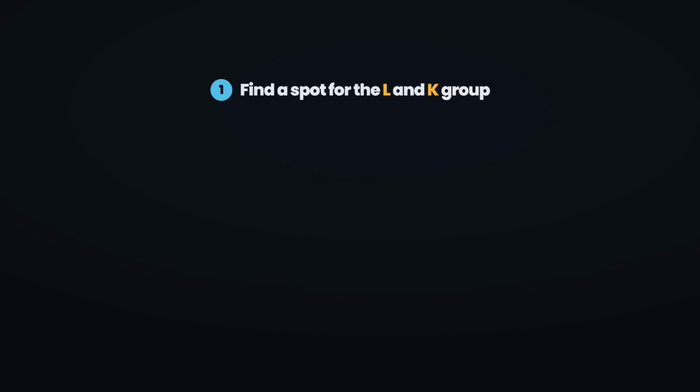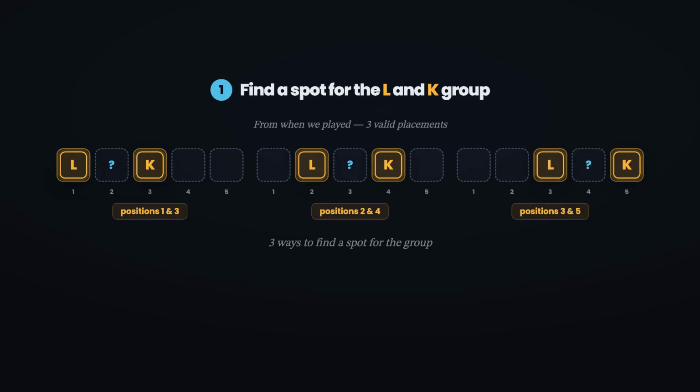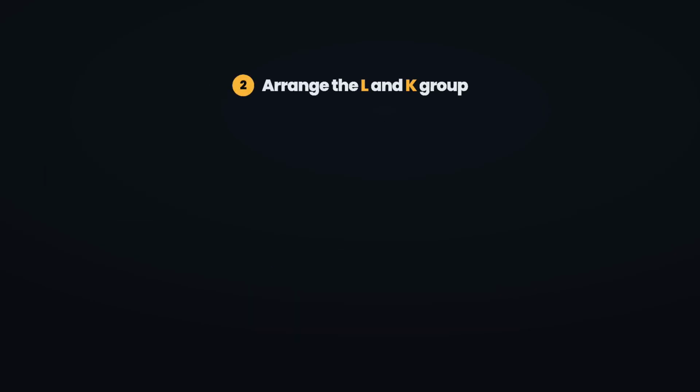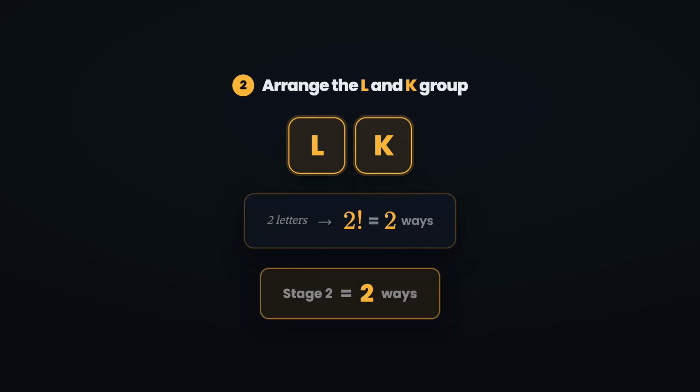Let's look at stage 1. As we found when playing, the L and K group can go in the 1st and 3rd positions, the 2nd and 4th, or the 3rd and 5th positions. So that's 3 ways to find a spot. So stage 1 has 3 ways. Now let's look at stage 2. We need to arrange 2 letters, so that's 2 factorial, which equals 2 ways. So stage 2 has 2 ways.